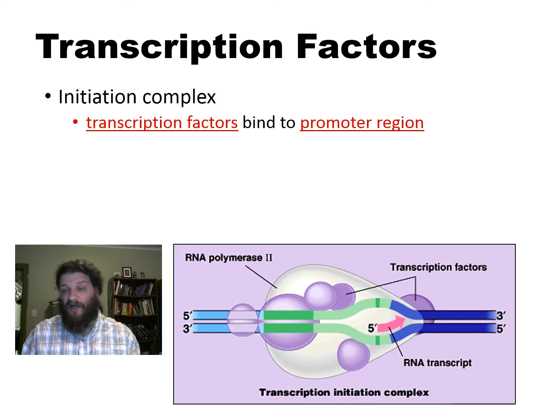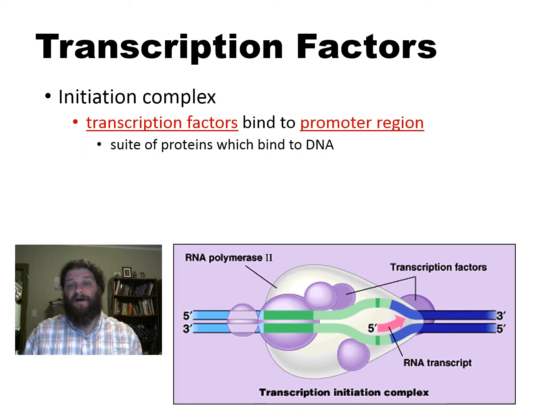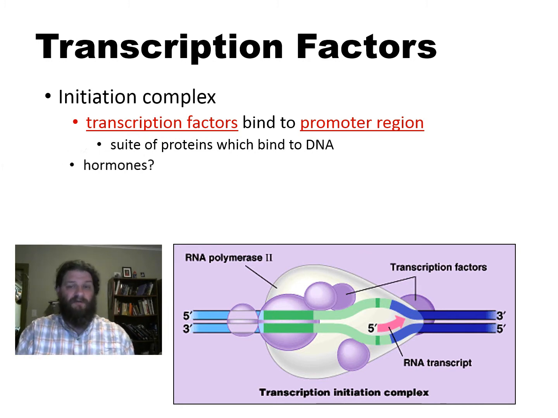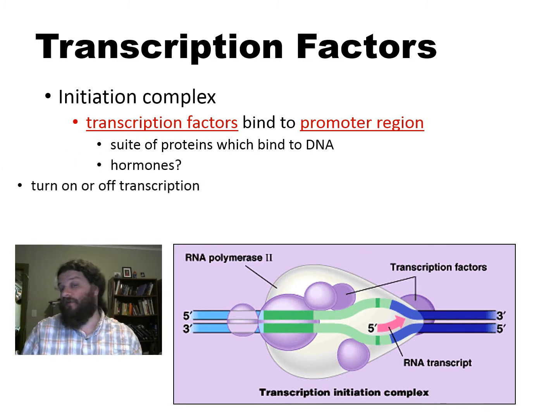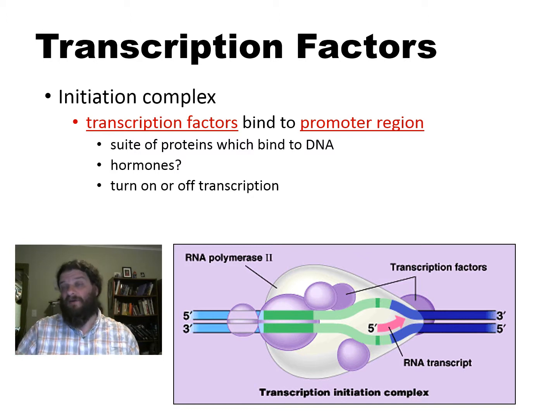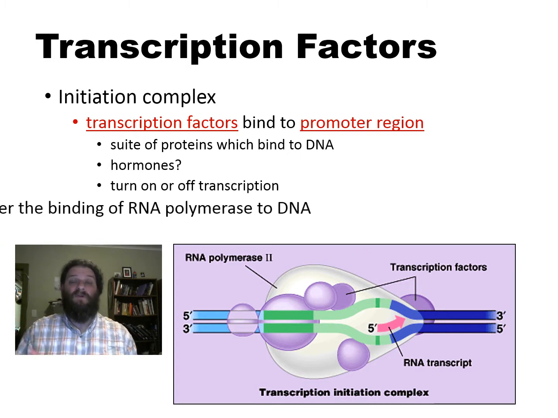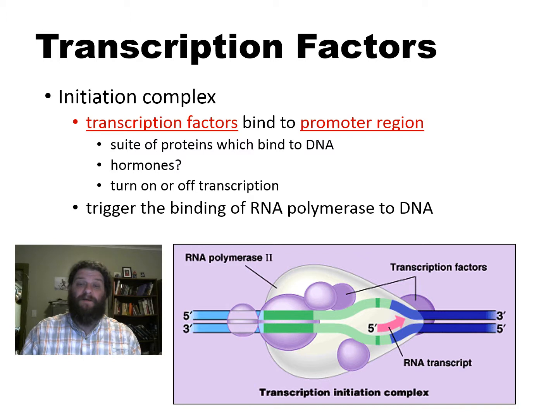These transcription factors are suites or groups of proteins. They get incredibly complex, and we learn more and more about them every day, practically. They're what helps these enzymes bind to the DNA and bind to the right part of the DNA so they get read. Some of them may be hormones that are taken into the cell. They may be the results of signal transduction pathways in the cell that will turn on or turn off transcription. Some of them will bind to the RNA polymerase. Some of them will help the RNA polymerase bind to the DNA itself.